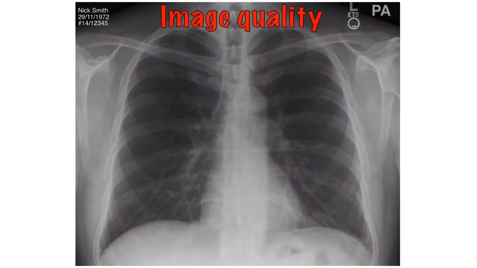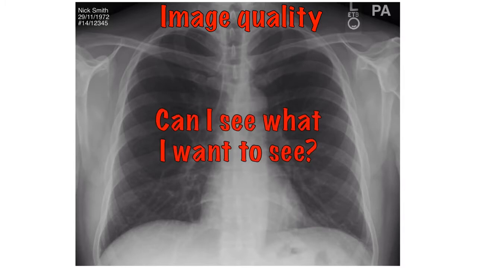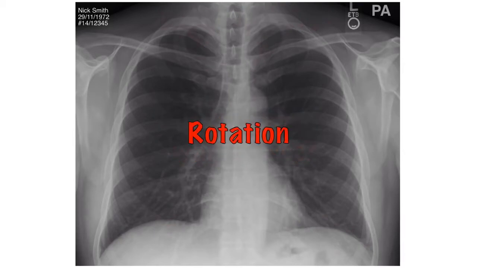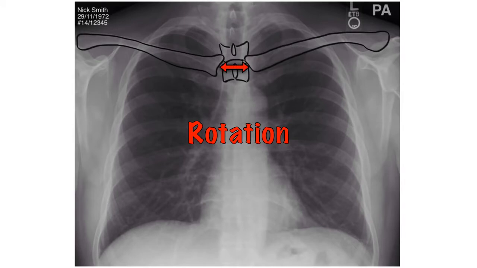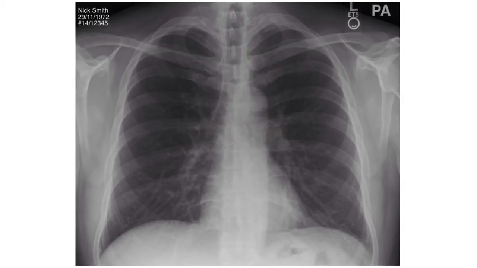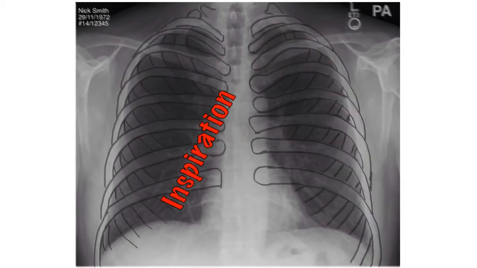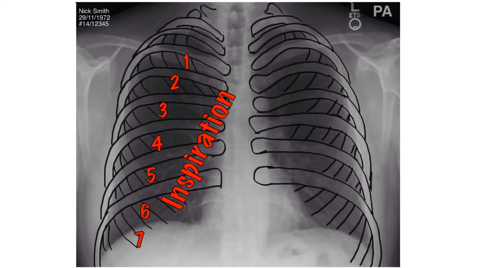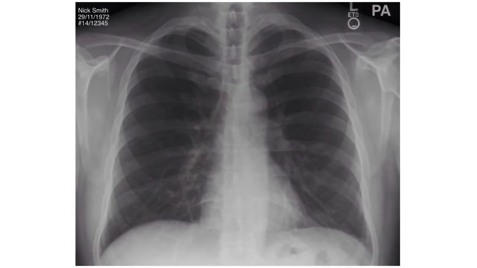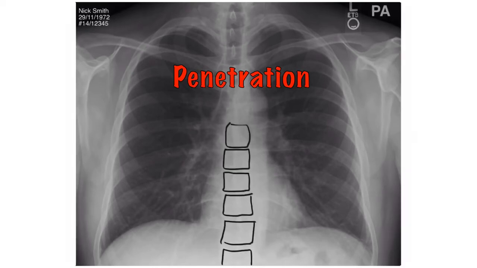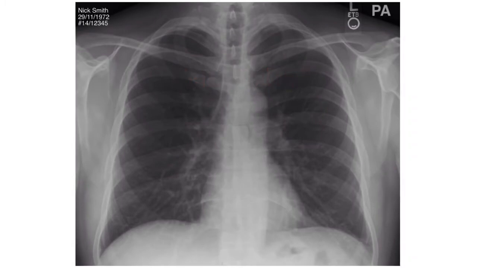Often, useful information may be written on the image. In terms of image quality, ask yourself if you can see everything you need to in the picture. Then check 3 aspects using the mnemonic RIP. R is rotation. The spinous process should be at the midpoint between the medial ends of the clavicles. I is inspiration. There should be 5 to 7 ribs visible anteriorly. P is penetration, the degree to which X-rays have passed through the body. Is the spine visible behind the heart?